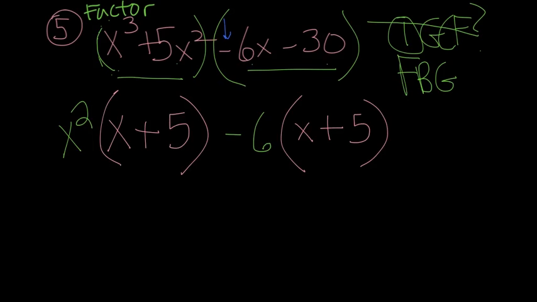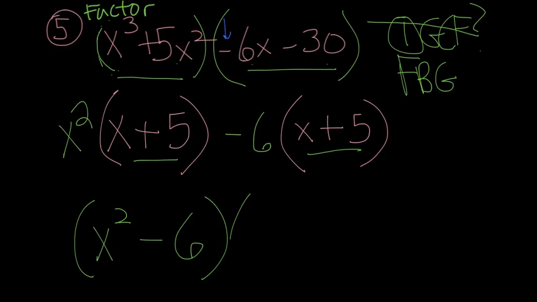And then we're back to what we had before. You've got this common x plus 5 part. So what we'll do last is this x squared minus 6. I'm going to put that in parentheses and multiply that times the x plus 5.